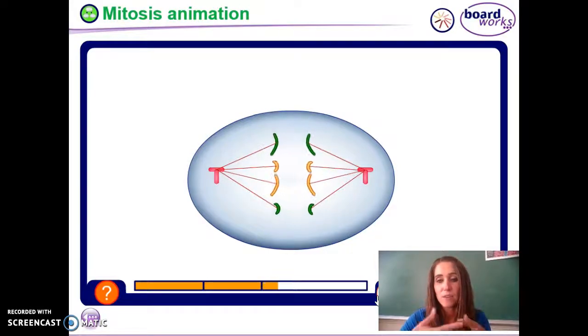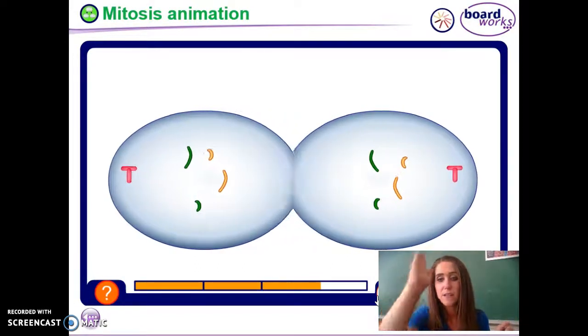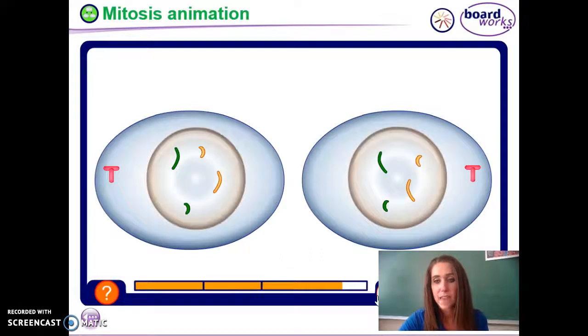Next, it's anaphase. The chromosomes get pulled apart. Then it's telophase. We see 2 cells, and then cytokinesis cuts those 2 cells in half. And that's mitosis. Those are the steps, and that's what you're expected to remember. At the end of mitosis, we get 2 identical daughter cells.